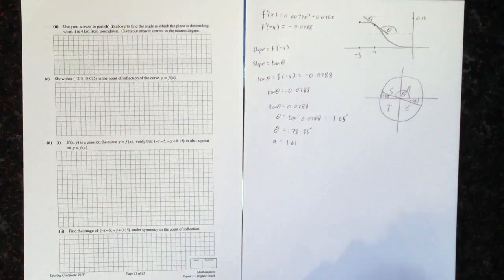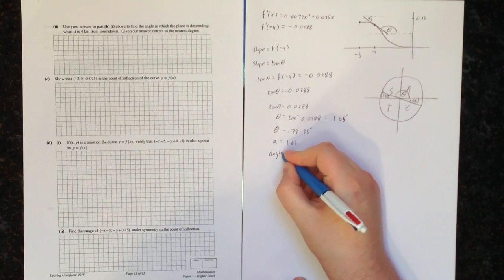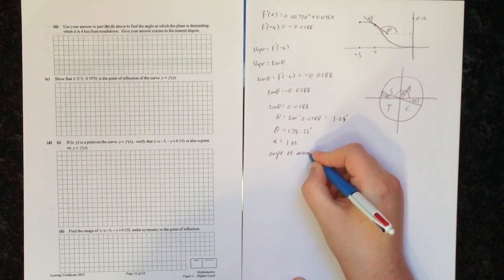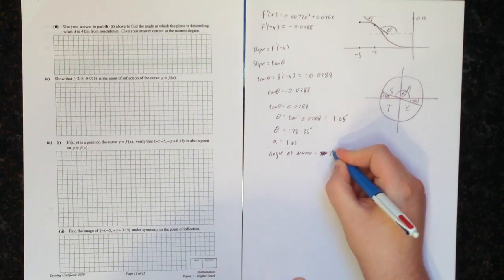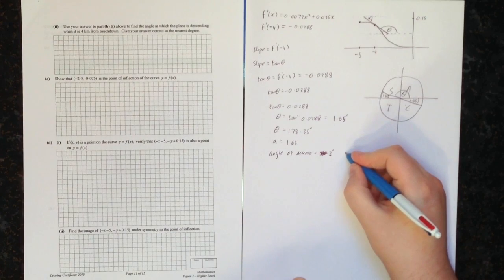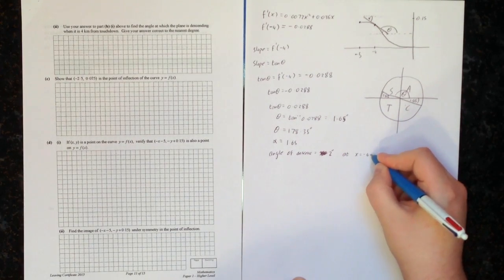And they want that to the nearest degree. So that means the angle of descent will be equal to 2 degrees at x equals minus 4.